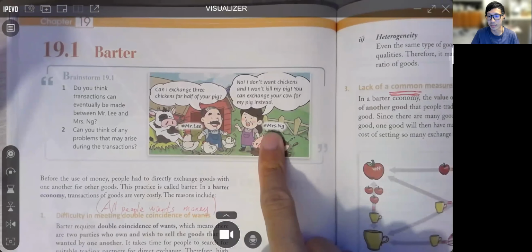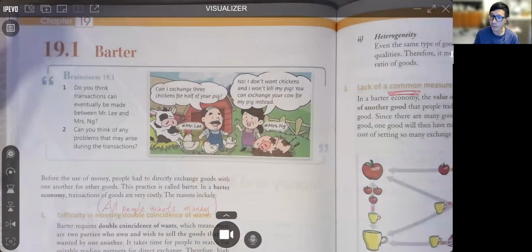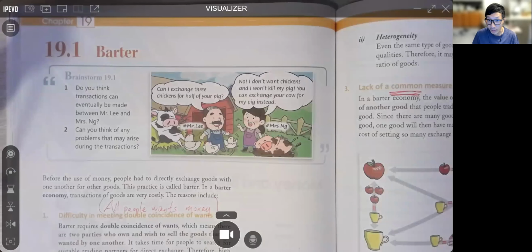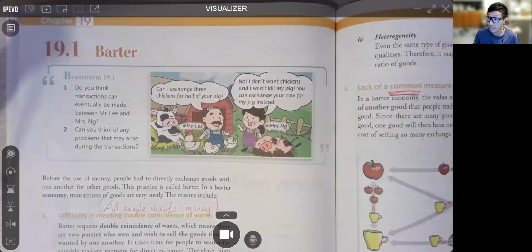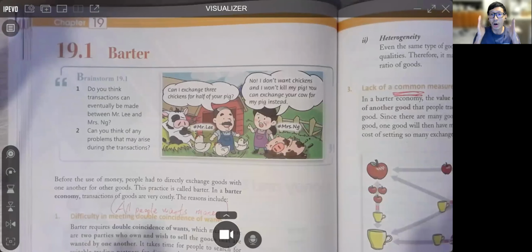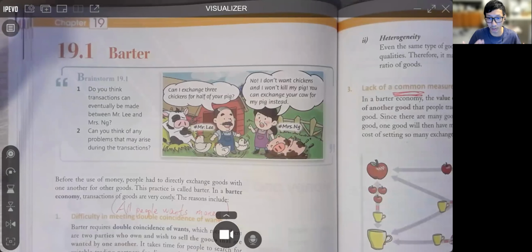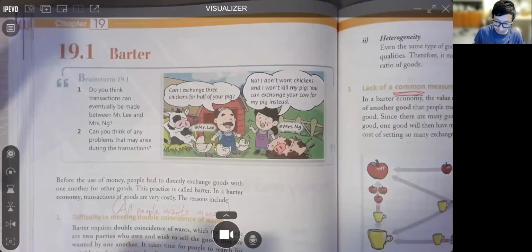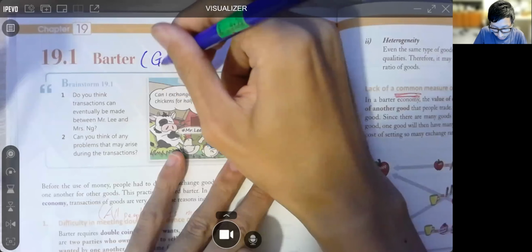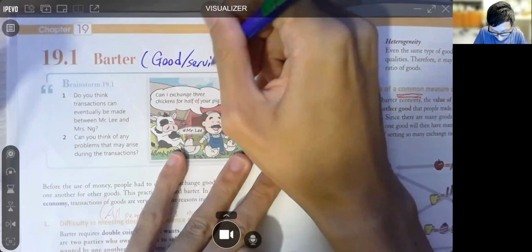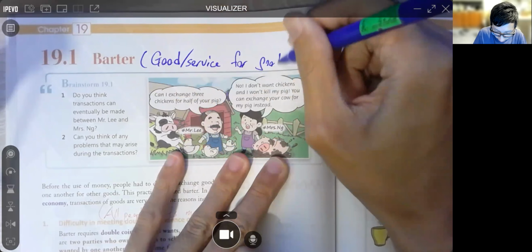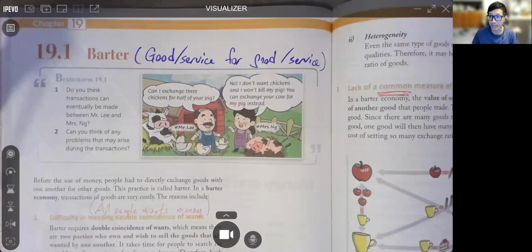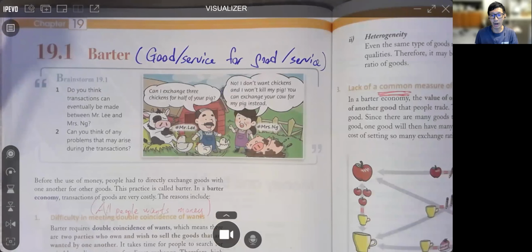You see, then Mrs. M says that, hey, I don't want your chicken. 我有雞啦。Okay, and I will not give you half my pig. 梗係唔得啦, doesn't work, right? You can exchange your cow for my pig instead. 嗱，所以你見到啦，其實呢幅圖裡面啊, already tells you there are a lot of problems with the barter system. Barter in Chinese, 以物易物, okay? So here, basically, goods or services for goods or services. 係咪啊？你要啲嘢，我就俾翻啲嘢你。OK，好嘛？I ask something of you, you ask something of me.